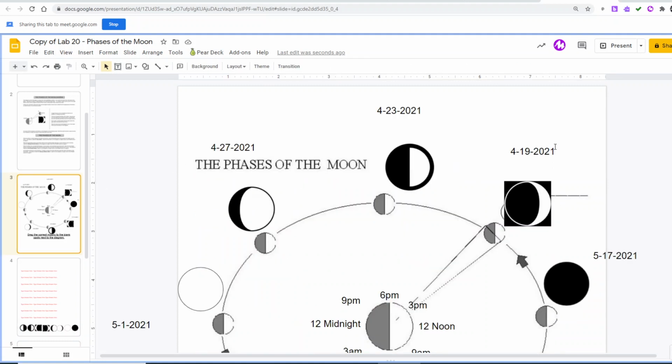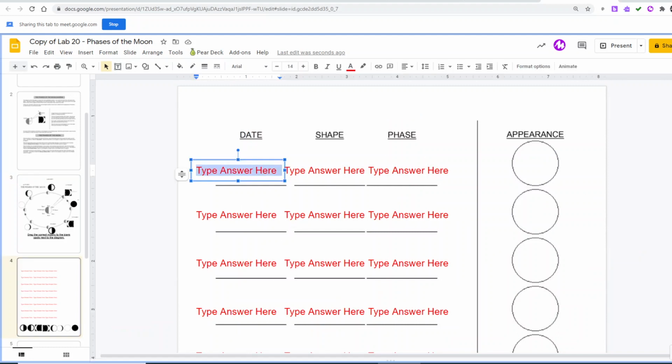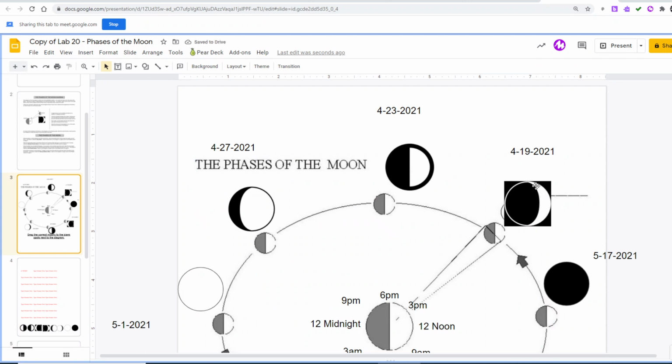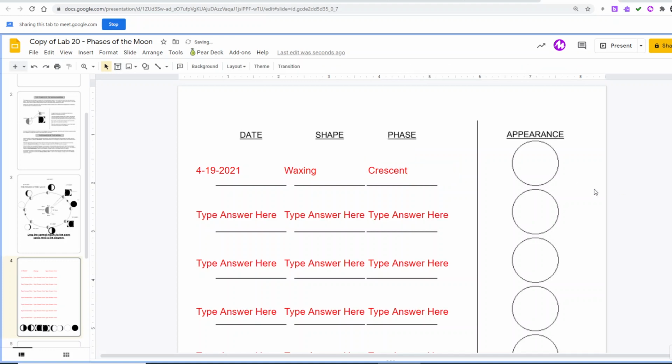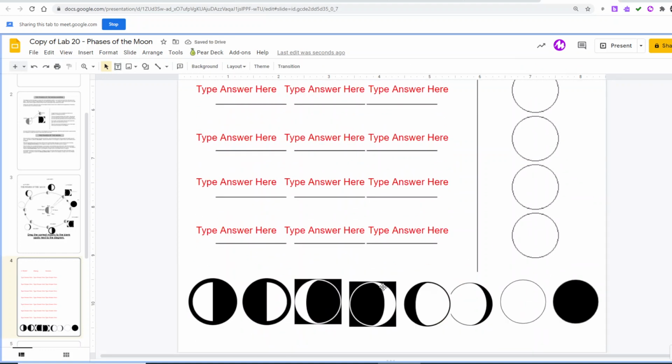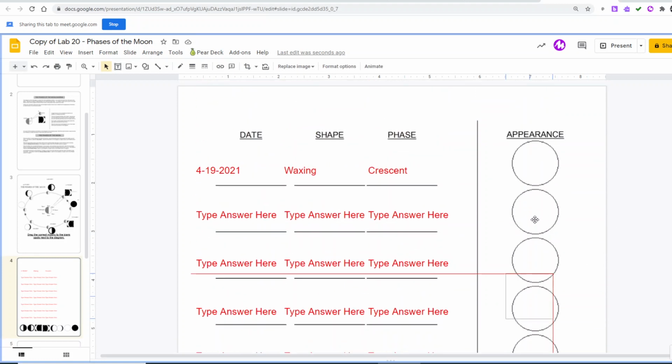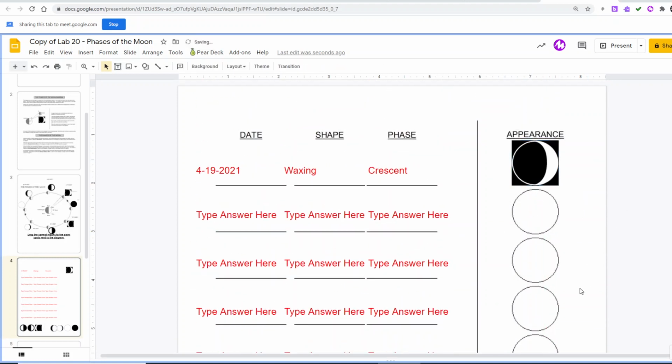So let's do the first one together. We can start off wherever we want, but we'll start with the earliest date, which is 4/19. And the shape, I believe we said that this was waxing because it's lit on the right, and it's a crescent because it's a thin little sliver. So for shape, we're going to put down waxing, and phase, crescent. Let's find an image of a waxing crescent. And we'll drop it right there.